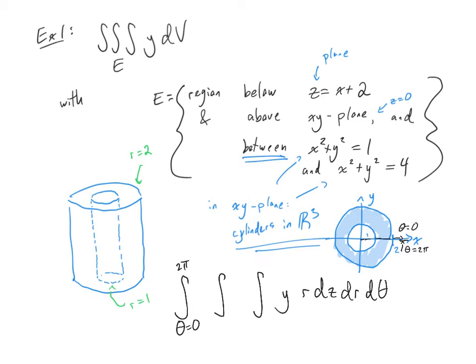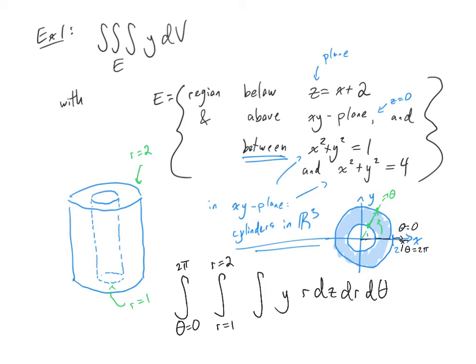Now imagine that you're at a given theta, some mysterious theta in between, and you ask yourself, what do my r values go between? r is going radially out as theta is going around, and it's starting at r equals 1 and going out to r equals 2. That's telling me to go over all of the points in this polar region in the xy plane, which you should think of as the base of our region.